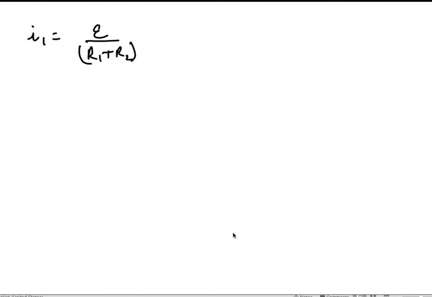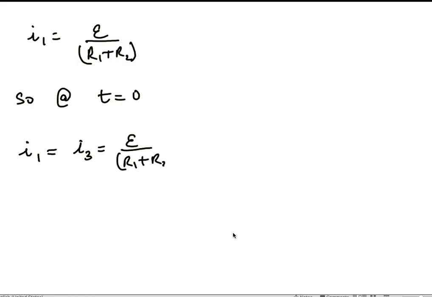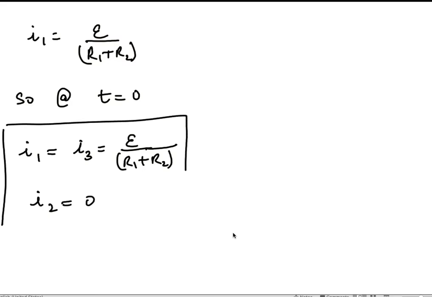So at t equal to 0, I1 equals I3 equals E over R1 plus R2, and I2 is equal to 0. So those are the three currents.